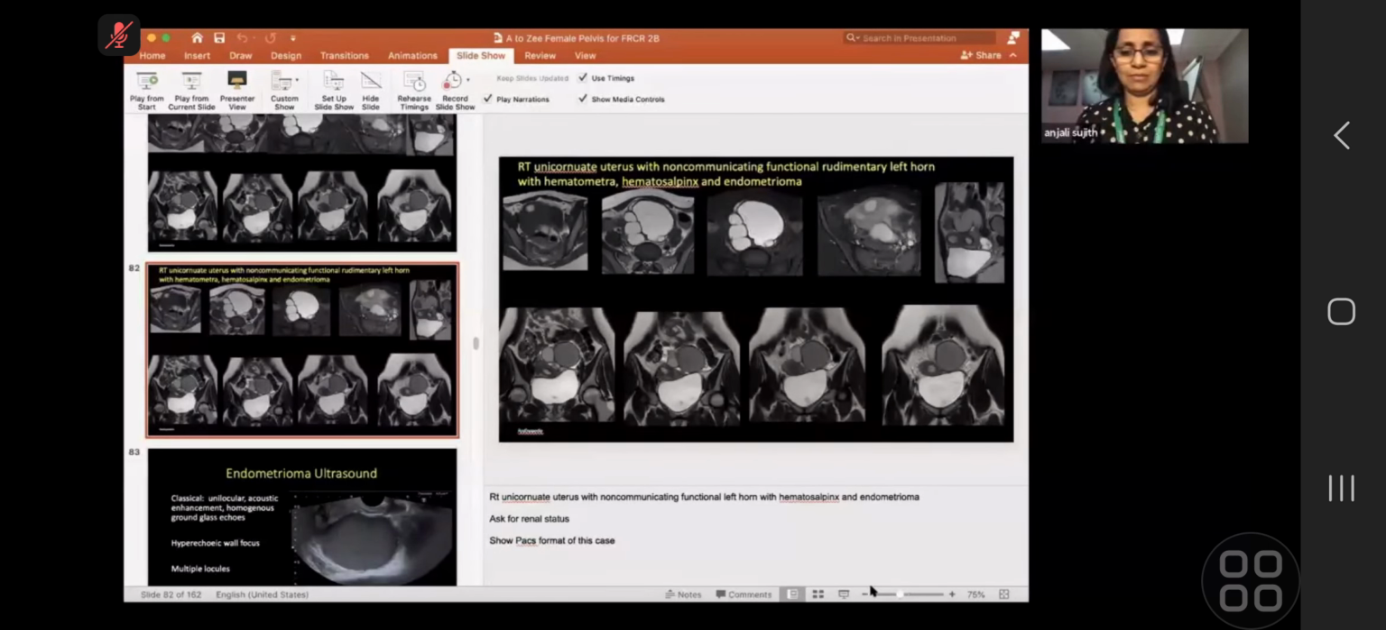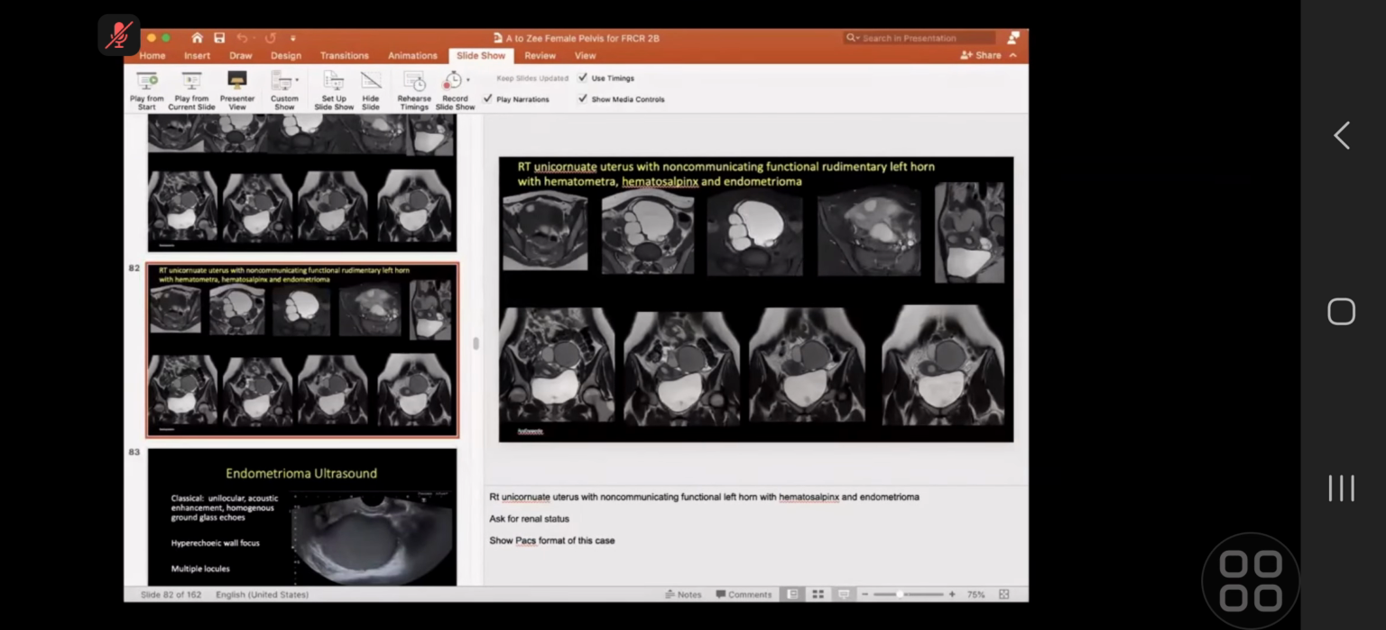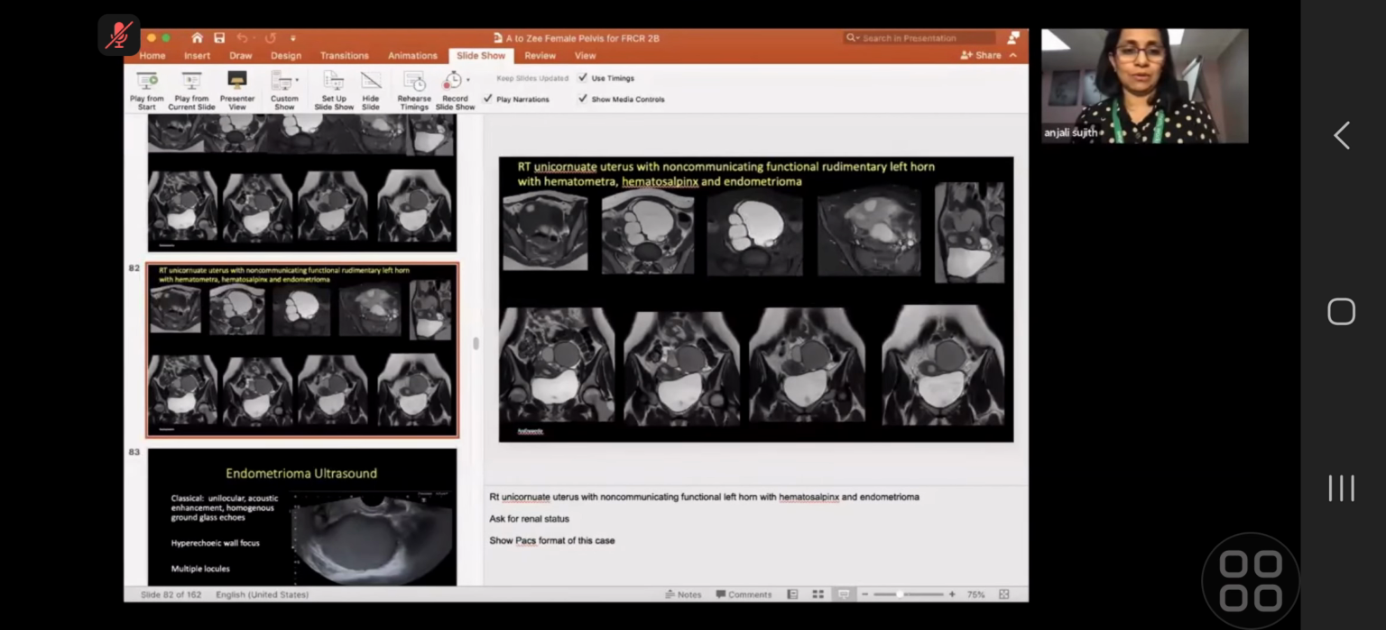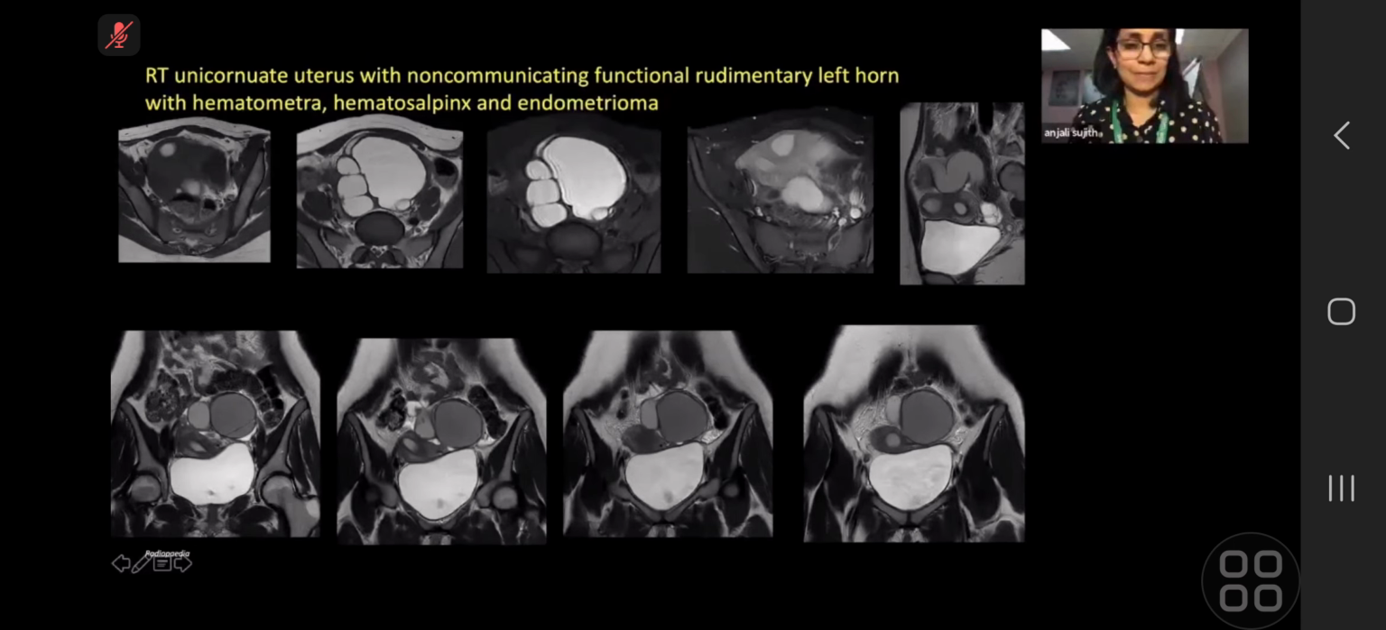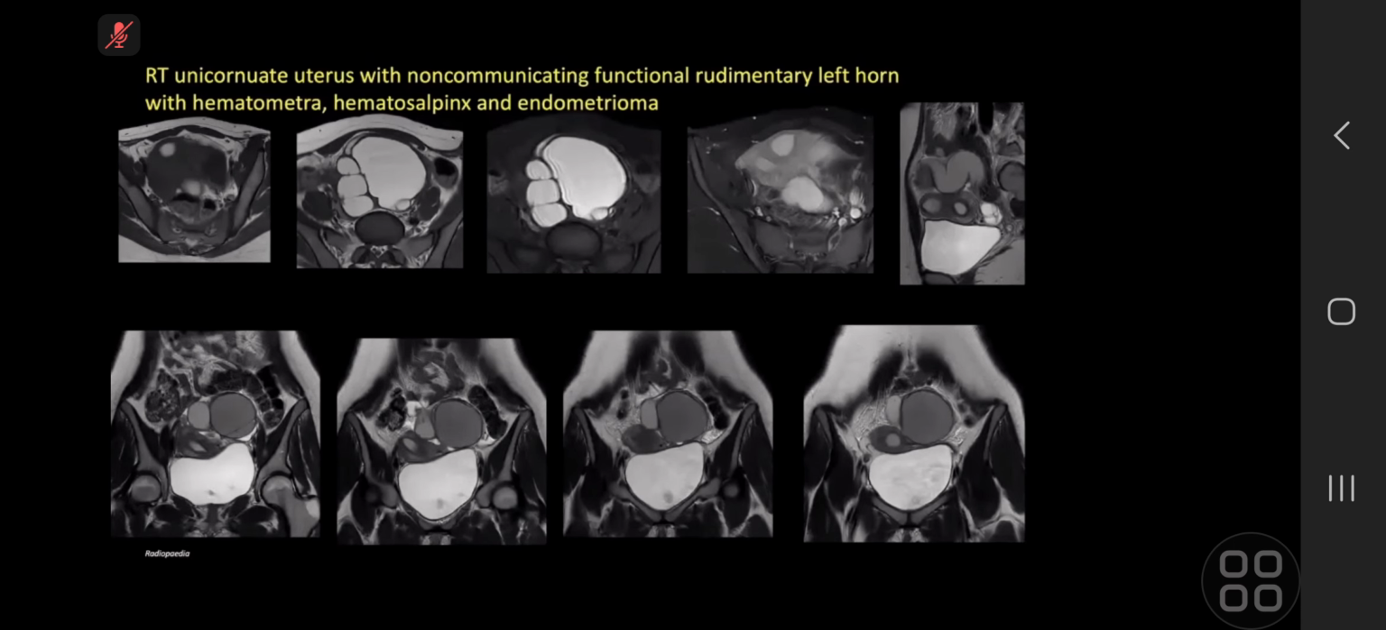Can you see it now? Yes, I can see the case that you showed me. Yeah, and now I'll go on the slideshow. Can you do the slideshow mode, please? Yep. It's in the slideshow mode now, isn't it, Dr. Khan? Yes, it is in a slideshow to me now.